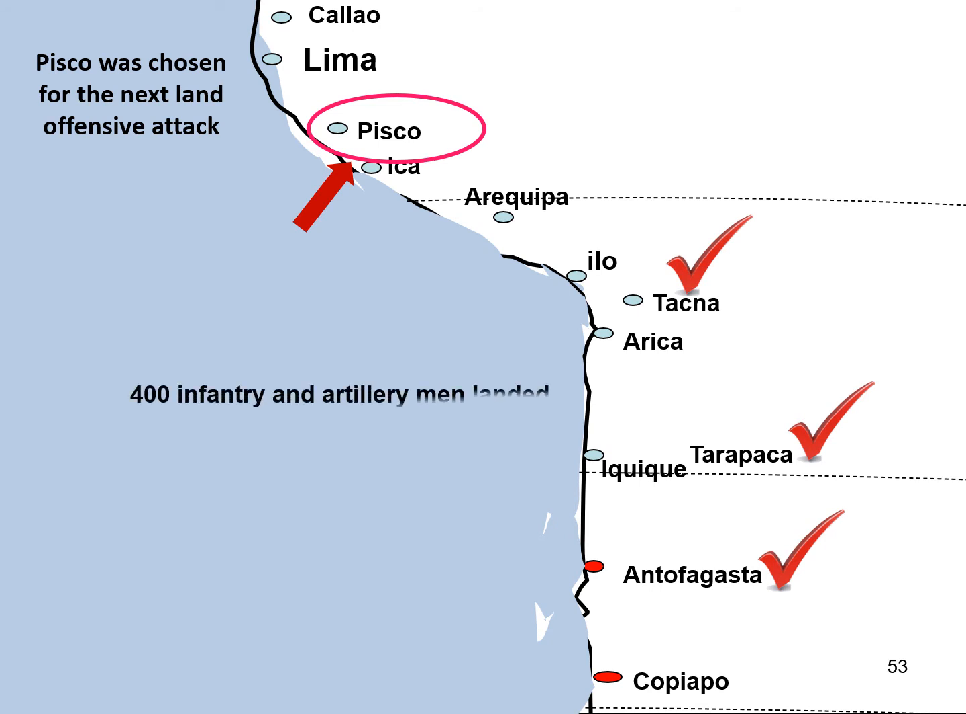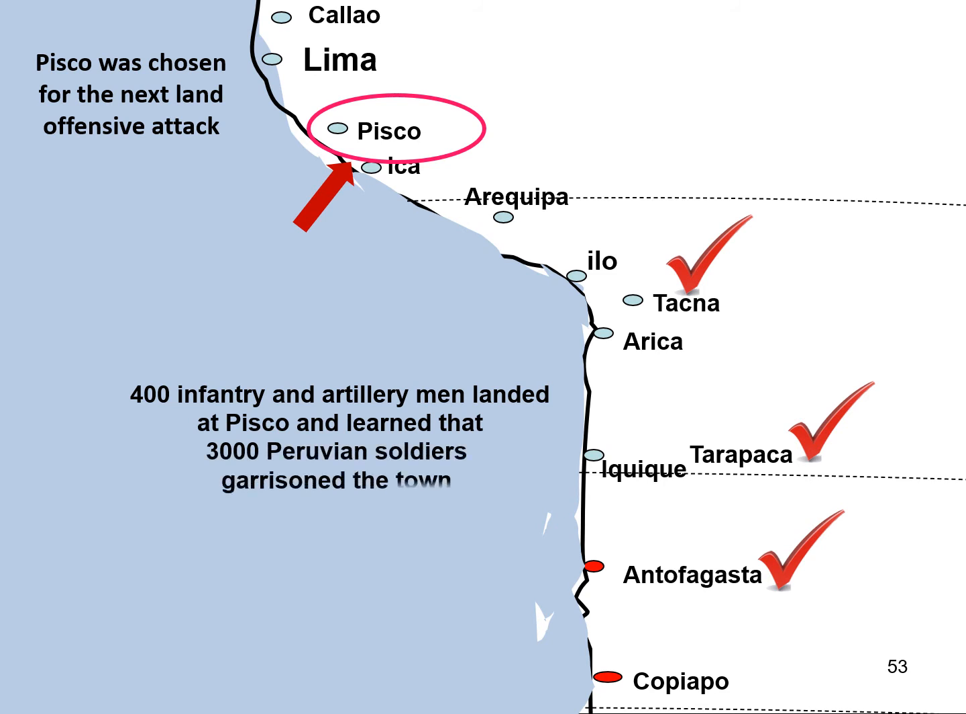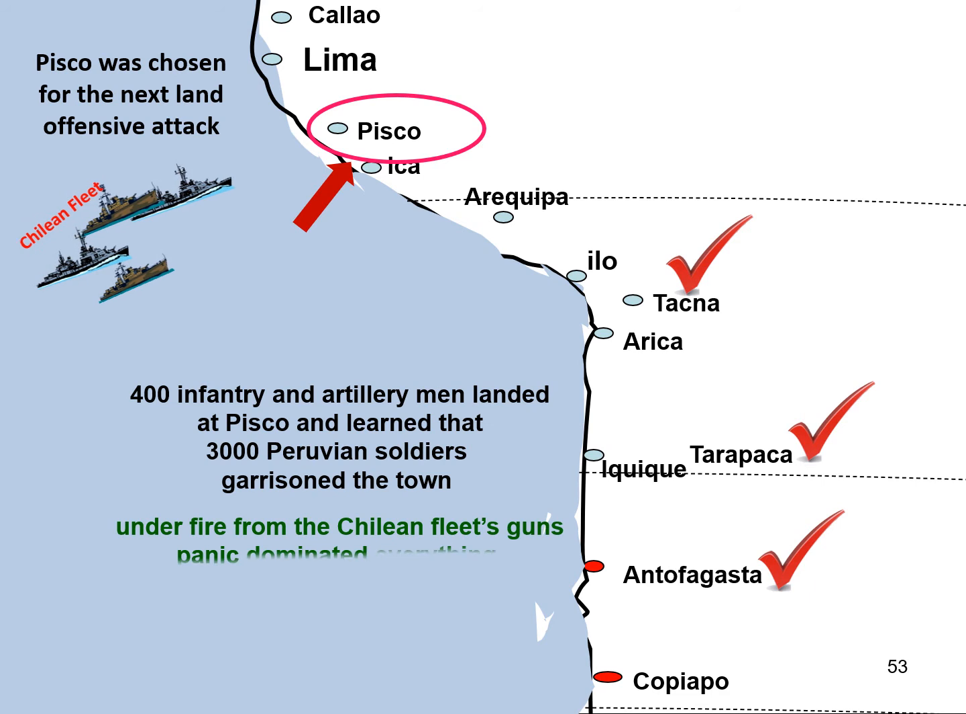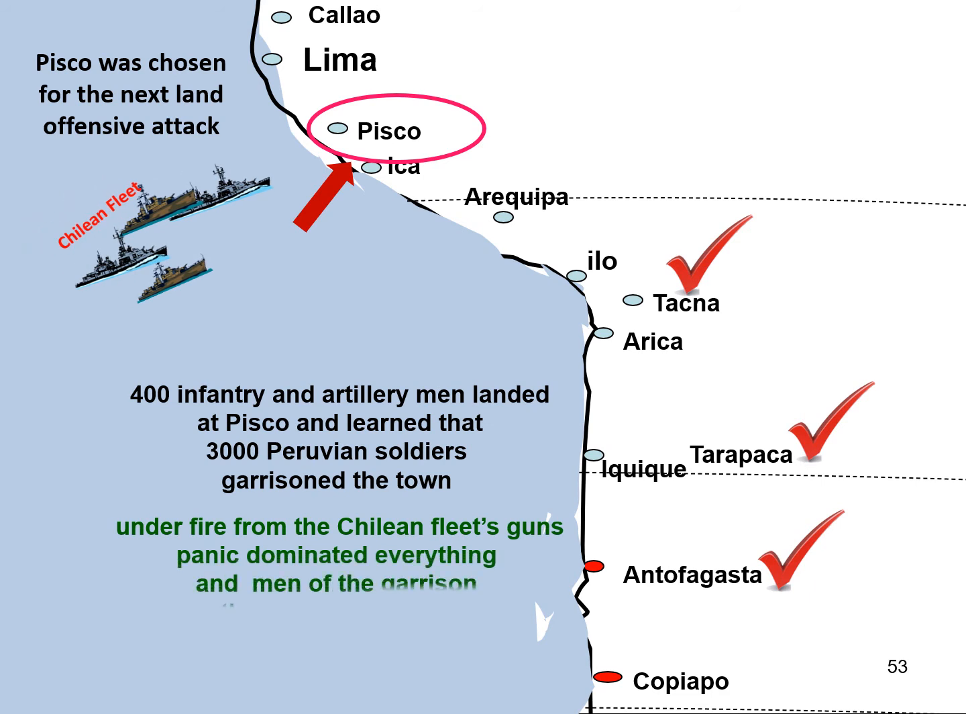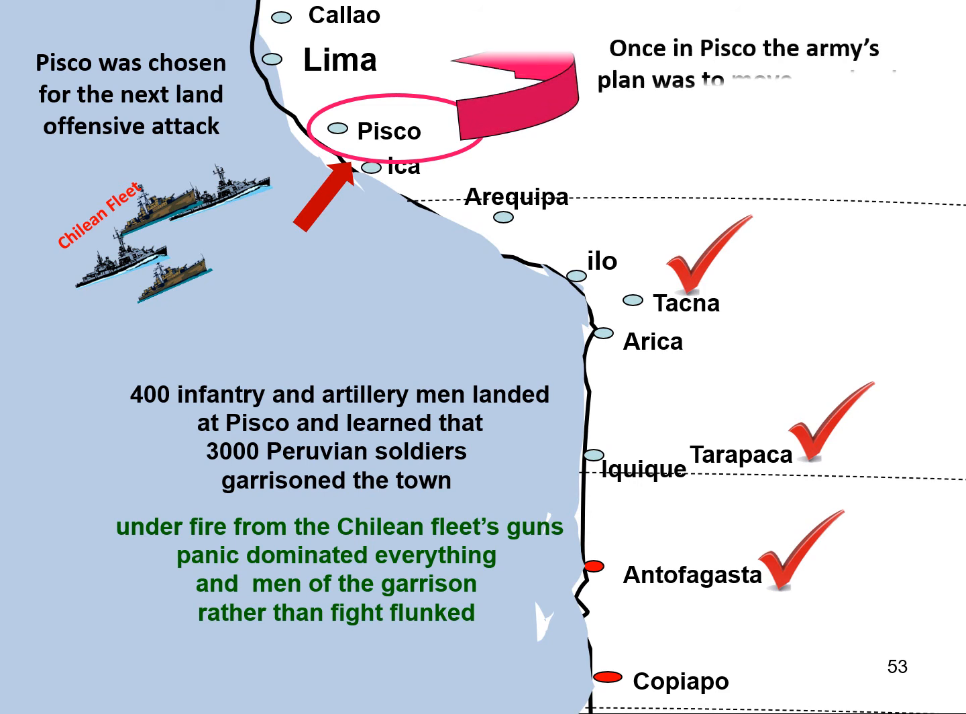400 infantry and artillery men landed at Pisco and learned that 3,000 Peruvian soldiers garrisoned the town. Under fire from the Chilean fleet's guns, panic dominated everything, and the men of the garrison, rather than fight, fled. Once in Pisco, the army's plan was to move overland and attack Lima.